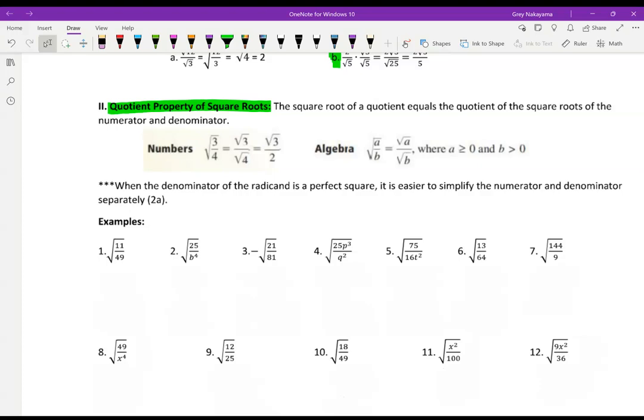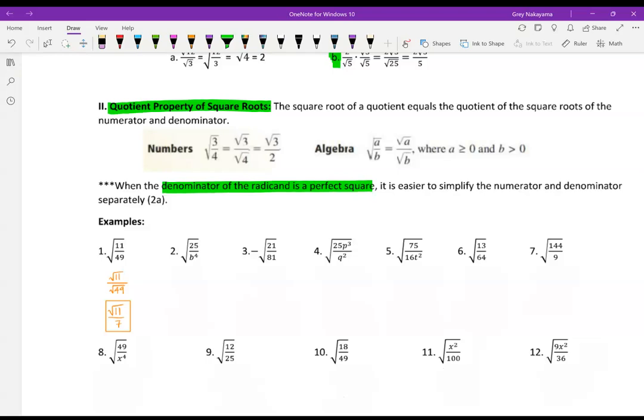Okay, now these first group, when the denominator of a radicand is a perfect square, it's easier to go ahead and simplify it. However, I'm going to tell you always, if I can simplify what's underneath here, then I'm going to do that first. So I can't simplify 11 over 49, but the square root of 11 over 49 is the same thing as the square root of 11 over the square root of 49, and 49 is a perfect square, so the square root of 49 is 7, so this becomes the square root of 11 over 7.